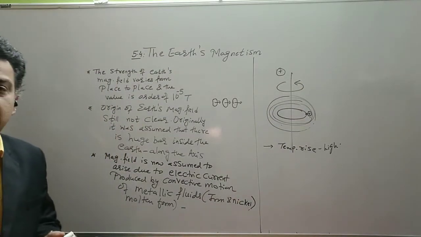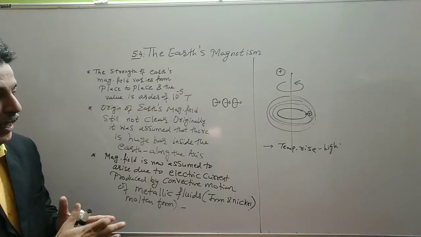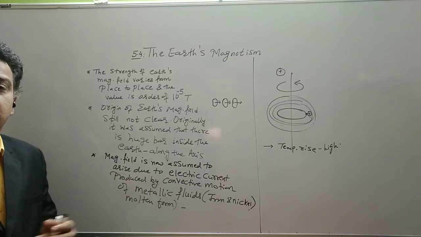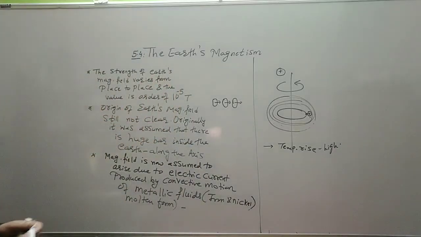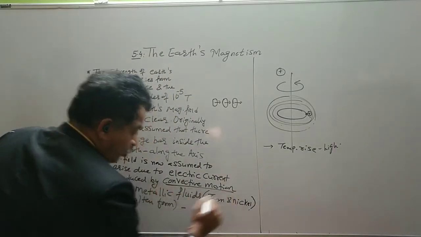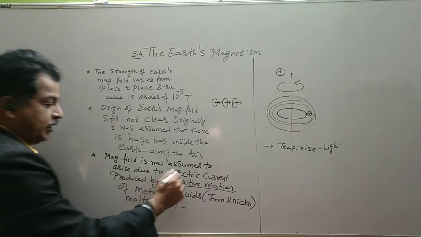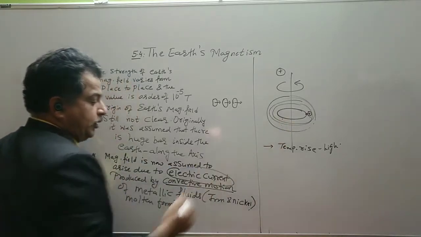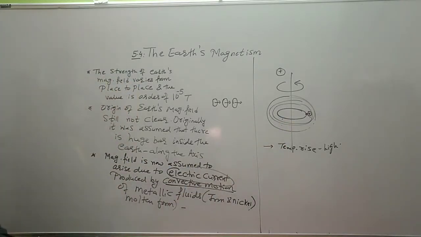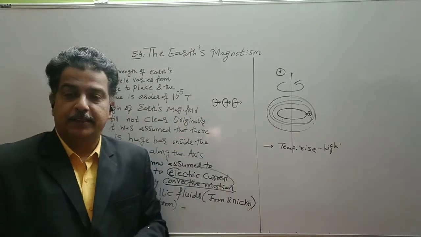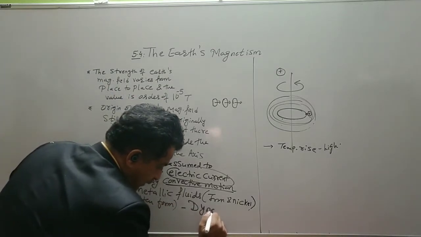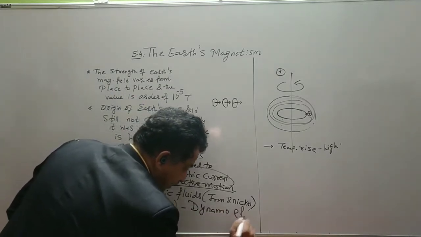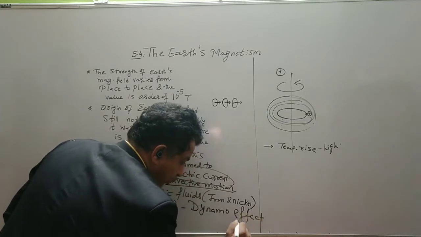Earth is rotating about its axis. This motion of ions gives rise to the current, that is the convective motion. So this electric current arises due to the motion of the ions and they have their magnetic moments. Now this effect is also known as the dynamo effect.